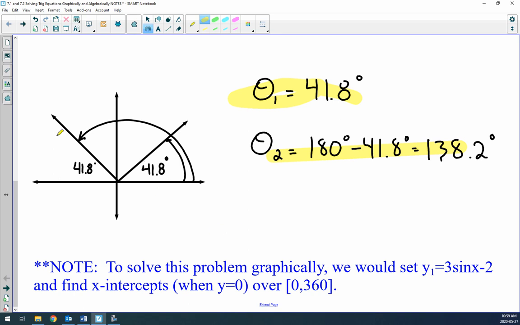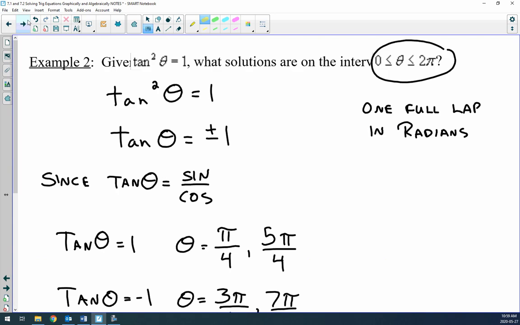We'll do another example here. Example 2: given tan squared theta equals 1, what are the solutions on the interval? Now careful, this is between 0 and 2 pi, so we're in radians, and remember, 1 full lap is 2 pi. We do the same thing again. Tan squared theta equals 1. We take the square root of it, and you got to remember, it's plus or minus 1 there.